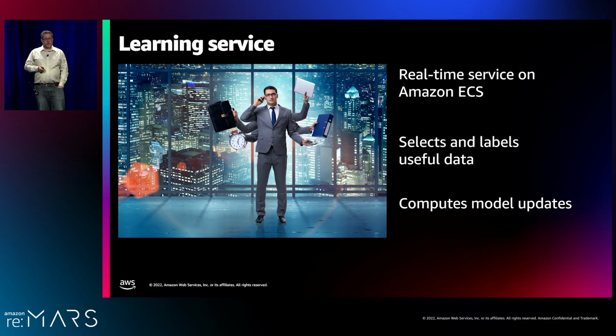So first off, let's talk about the learning service. It's a real-time service hosted on Amazon Elastic Container Service, or ECS. We chose ECS because it allowed us to really easily containerize our logic in a Docker and then spin up fleets to handle new use cases and models. It also allows us to easily scale up and scale down our fleets as traffic volumes change throughout the day. It's responsible for selecting and labeling the useful data that we want to use for learning and for computing those model updates.